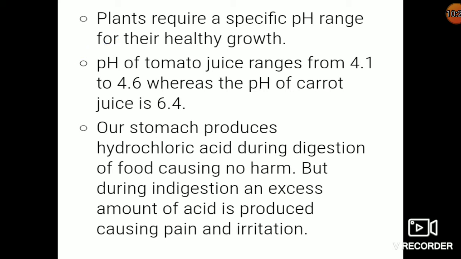Different food materials have different pH values. Some are more acidic, some are less acidic, some are more basic. Like that, tomato juice ranges from 4.1 to 4.6 on the pH scale, and carrot has the pH value of 6.4.